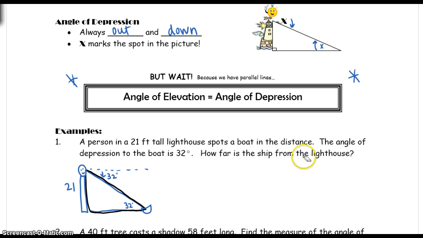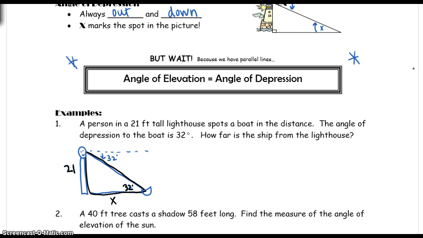And we're going to take care of this the exact same way. It says, how far is the ship from the lighthouse? Here's the lighthouse, here's the ship. So they want to know how far this way it is. Not from my face to the ship, but from the lighthouse to the ship. So we'll put an X there. So we have 32 degrees here, we have an X there, and we have a 21 here. And we're going to take care of these problems the exact same way we've been taking care of them before. We circle our reference angle, and we label what we know. So we know that our opposite is 21, so we label that. And we don't know the hypotenuse, so we don't label the hypotenuse. And then we have an X here for our adjacent.